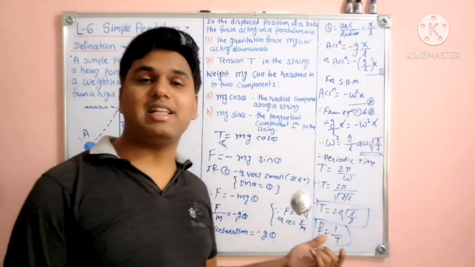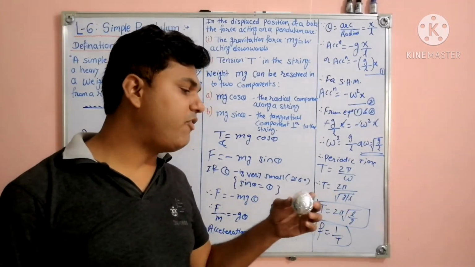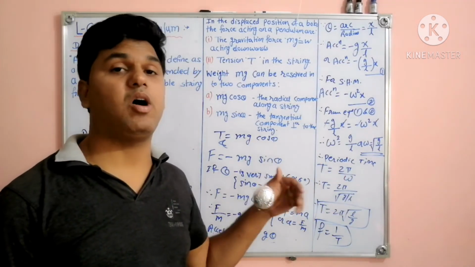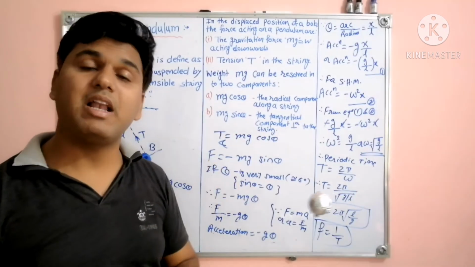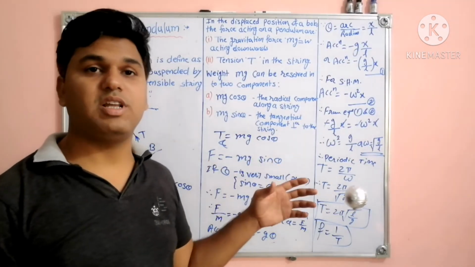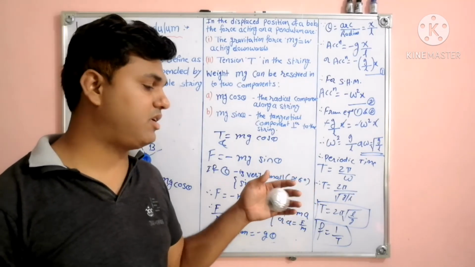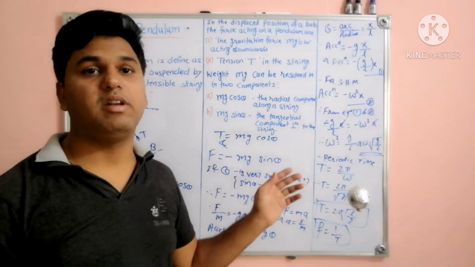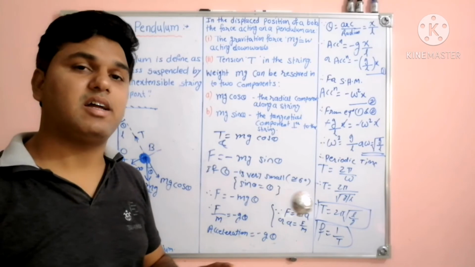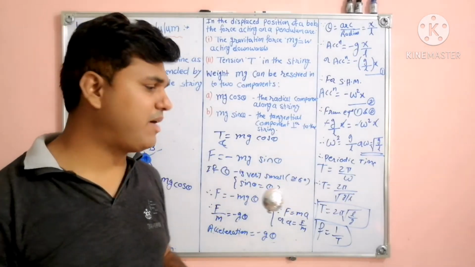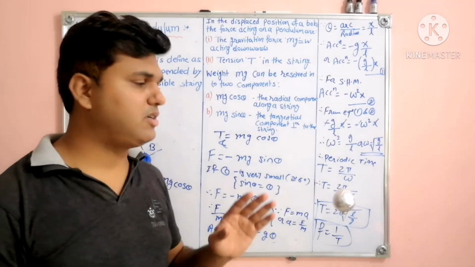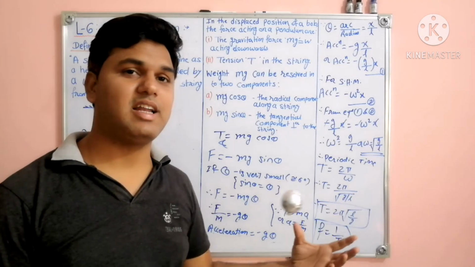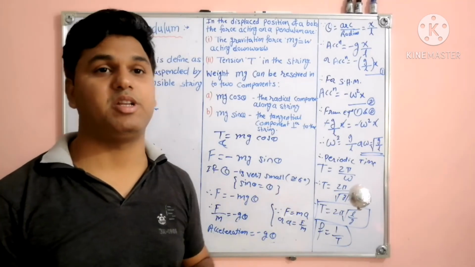Now in the ideal situation, what happens? If we displace this bob and release it, it keeps oscillating continuously. But in practice, this oscillation becomes a damped oscillation, because after some time the amplitude of the motion gradually decreases. So practically, with respect to time, the amplitude of the simple pendulum decreases. But ideally, if we displace it once and release it, it oscillates continuously and does not stop.